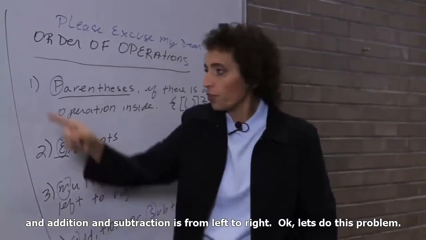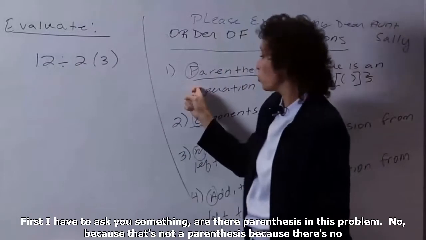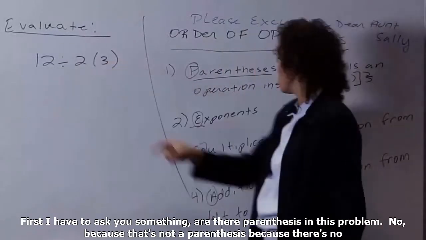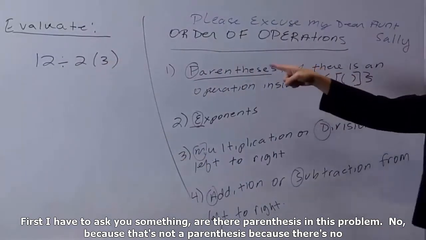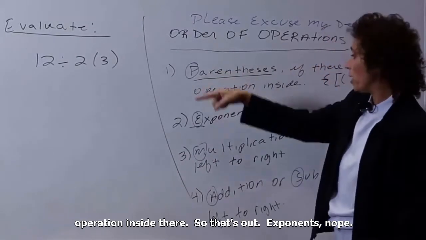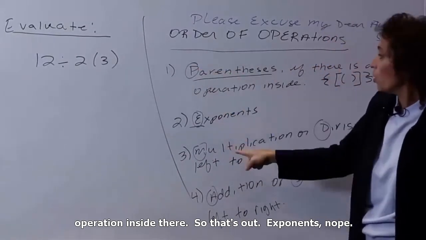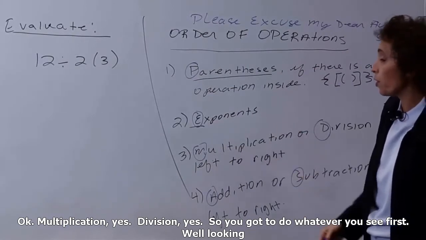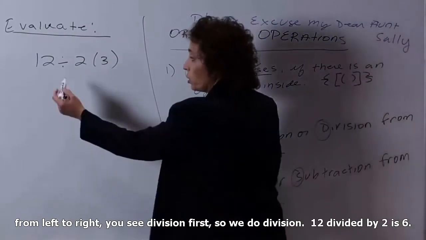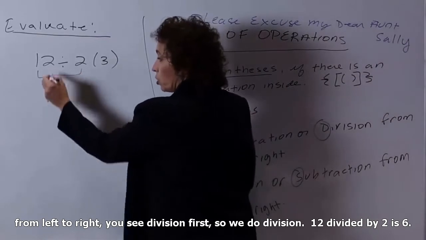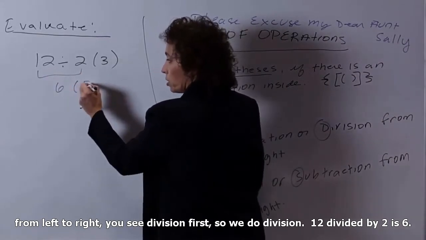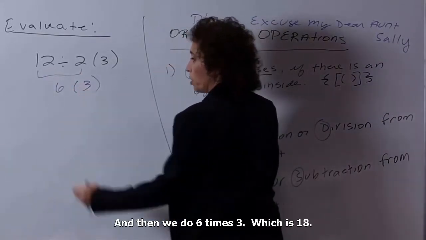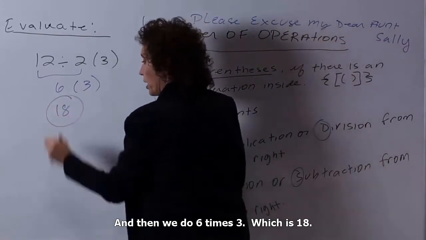Okay, so let's do this problem. You first have to ask yourself, are there parentheses in this problem? Nope, because that's not a parentheses, because there's no operation inside there. So that's out. Exponents? Nope. Multiplication, yes. Division, yes. So you've got to do whatever you see first. Looking from left to right, we see division first, so we do division. 12 divided by 2 is 6. And then we do 6 times 3, which is 18.